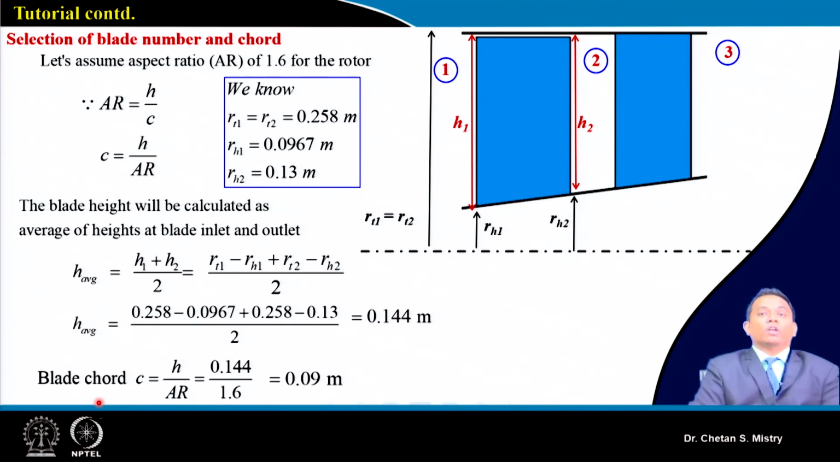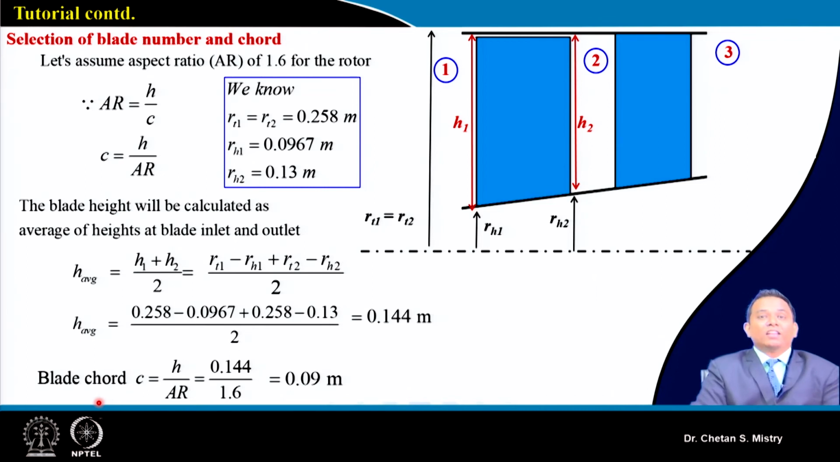So for this design, let me assume the aspect ratio of this blade as, say, 1.6. There is nothing wrong, you can assume that to be 1, you can assume 1.2, even you can go with say 0.8 or so on. For this particular design, let me assume my aspect ratio to be 1.6. What is aspect ratio? That's nothing but my span to chord ratio. Now when I say span, that's nothing but my height.